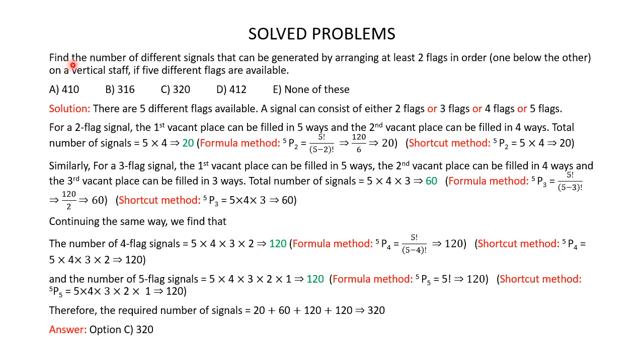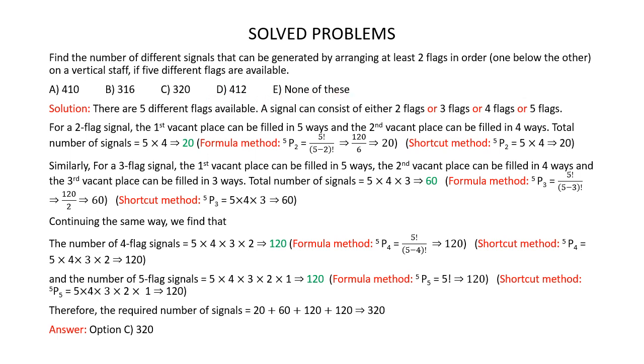Find the number of different signals that can be generated by arranging at least two flags in order, one below the other, on a vertical staff if 5 different flags are available. So here you are given 5 options and you have to find out which of these options is the correct one.